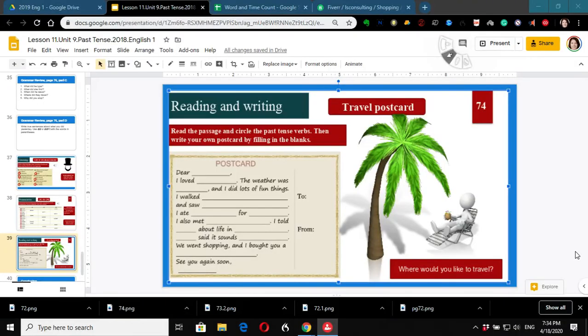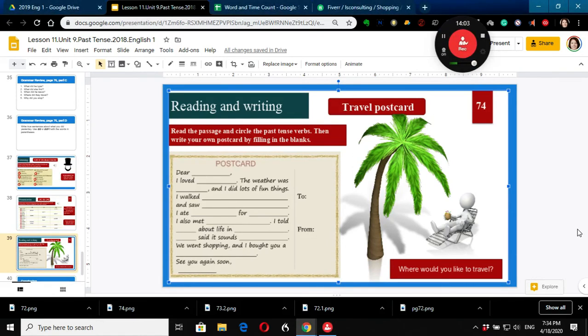Page 74. Okay, well let's, first I'm going to read the postcard. To Kwame from Zoe. Dear Kwame, I loved London. The weather was great, and I did lots of fun things. I walked across the Tower Bridge and saw Big Ben. I ate fish and chips for dinner. I also met our friend Ethel. I told her about life in New York. She said it sounds exciting. We went shopping, and I bought you a present. See you again soon, Zoe.